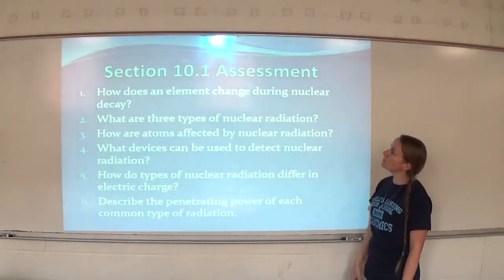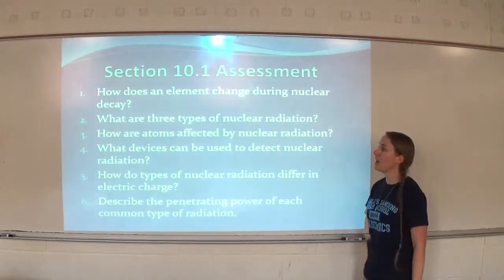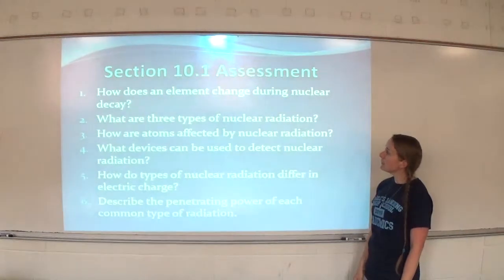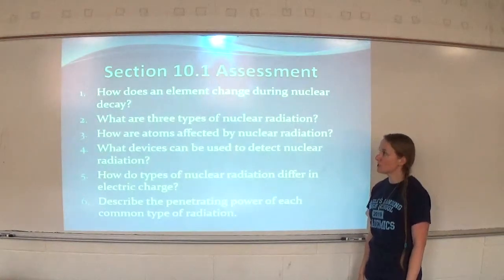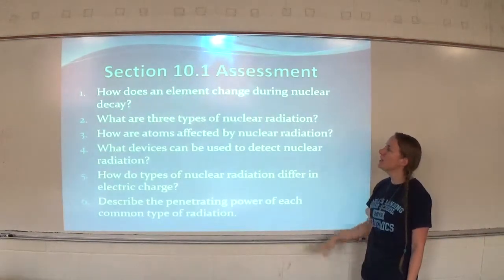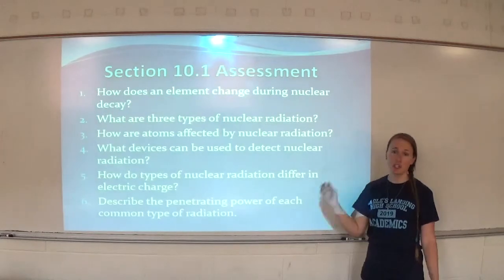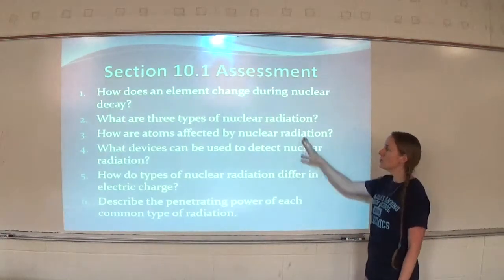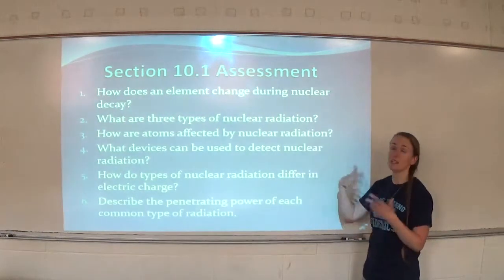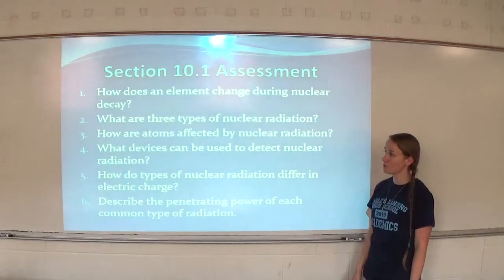Number 2, what are 3 types of nuclear radiation? Well, there's alpha, beta, and gamma. Number 3, how are atoms affected by nuclear radiation? Number 1 and 3 are very similar if you ask me. Atoms are affected by nuclear radiation in the fact that their nucleus changes. So the nucleus either emits charged particles or emits energy.